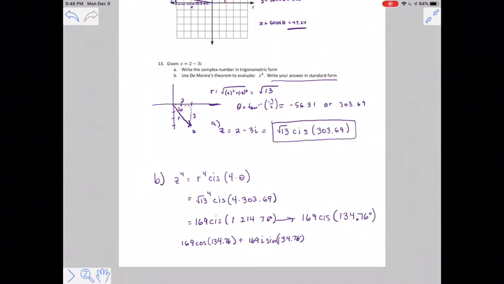So we need to now figure out 169 times the cosine of 134.76, and that's negative 118.999, so let's call that negative 119. And then 169 times the sine of 134.76 is 120. Actually, it's more typical to put the i at the end, so 120i. And that's our De Moivre's theorem there.